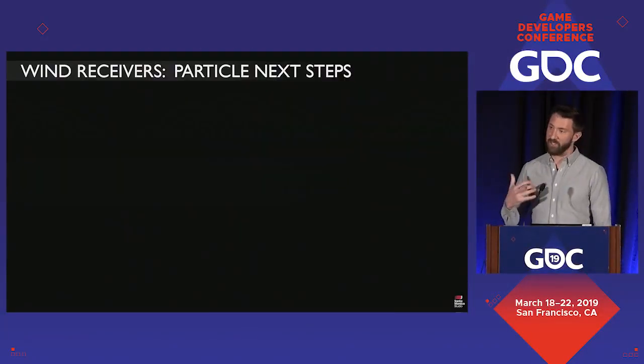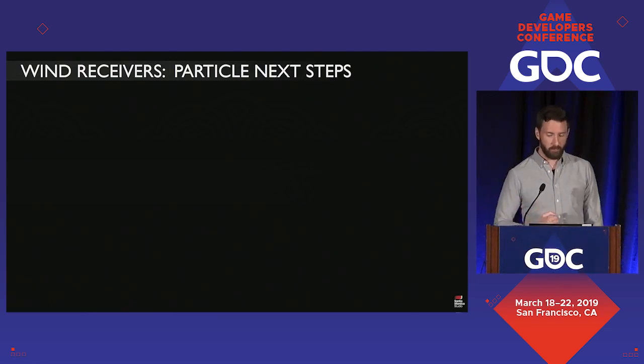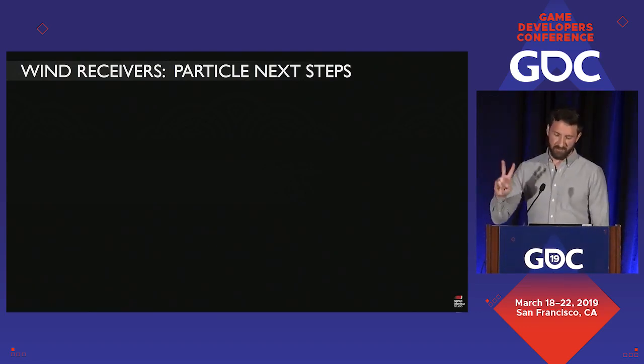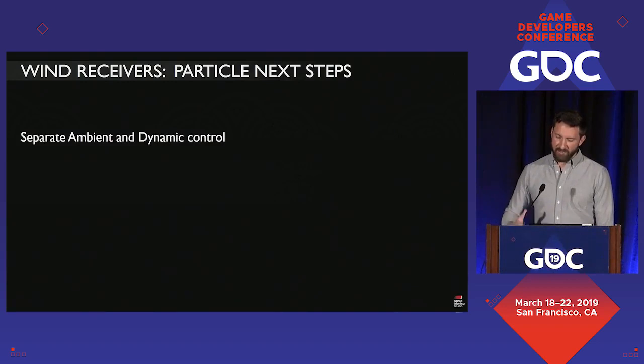So what do I wish that I had done differently? How can we improve going forward? Well, I want to explore two things. First, I think that if we had separate controls for the ambient wind and dynamic wind influences, we could have let particle systems ignore the level wind and only respond to the dynamic effects.